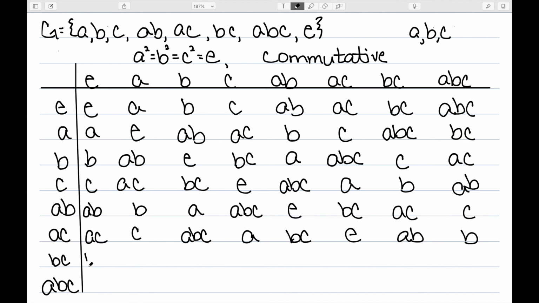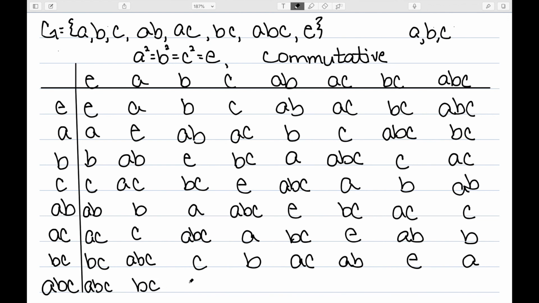Next row, BC, ABC, C, B, AC, AB, the identity, and then A. And then finally we have ABC, BC, AC, AB, C, B, A, and the identity. So this would be my entire group table for this commutative group.